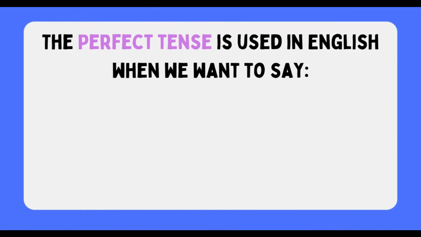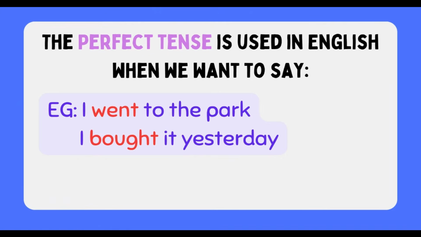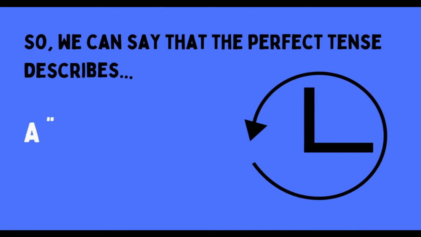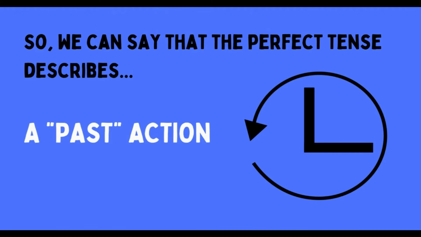So in English, the perfect tense is used when we want to say, I went to the park, or I bought it yesterday. So we can say that the perfect tense describes a past action. It's almost like the English's equivalent of the past tense.